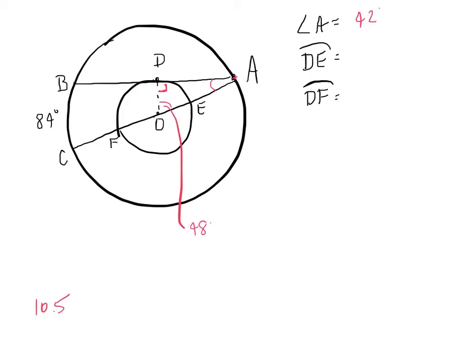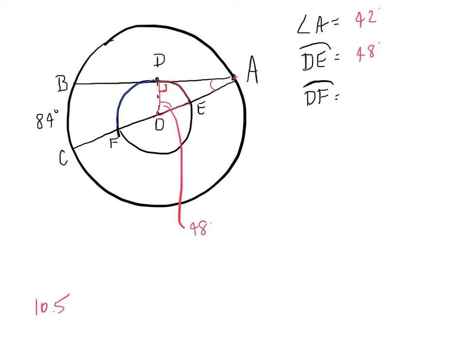Now, knowing angle DOE is helpful, because we were looking for arc DE. So angle DOE, that's a central angle, so it has the same measure as arc DE, so that means arc DE is also 48 degrees. The last thing we want to find is arc DF.